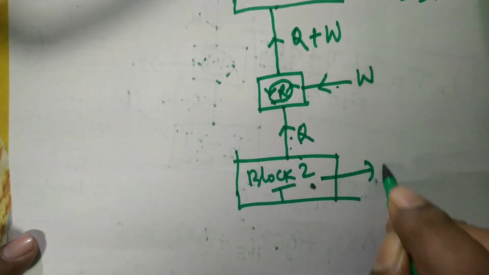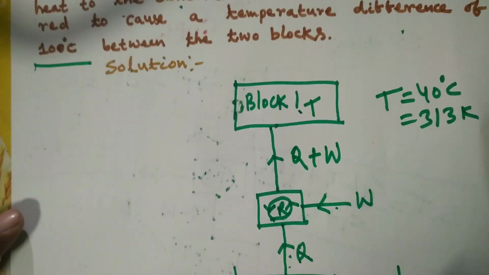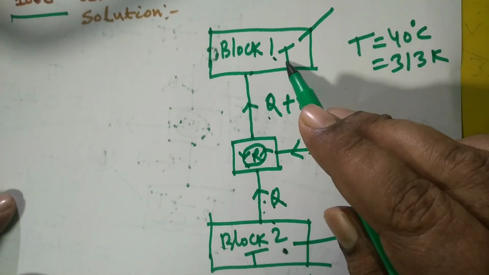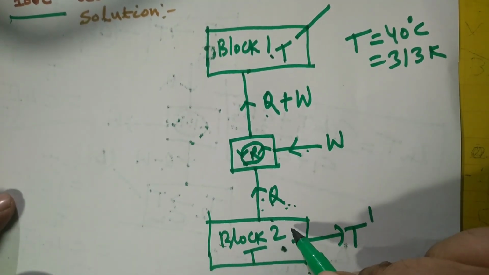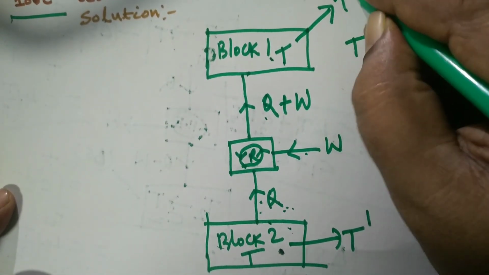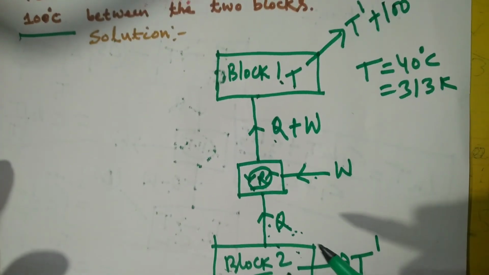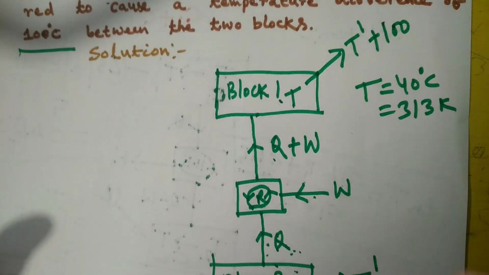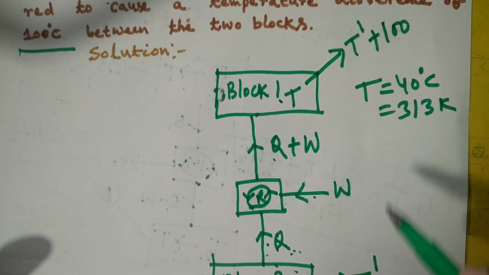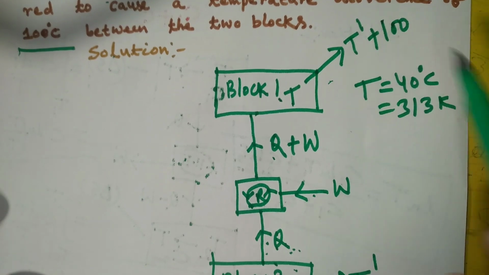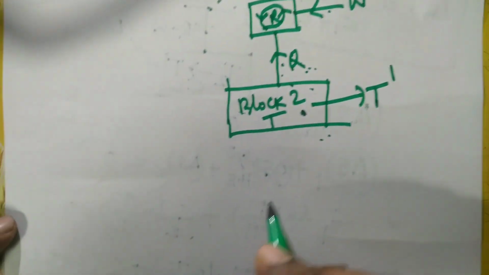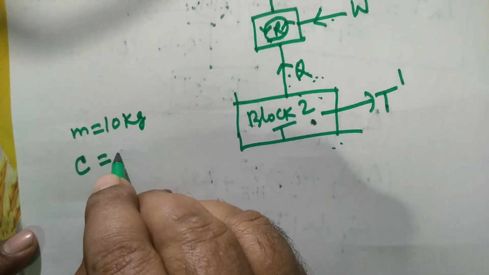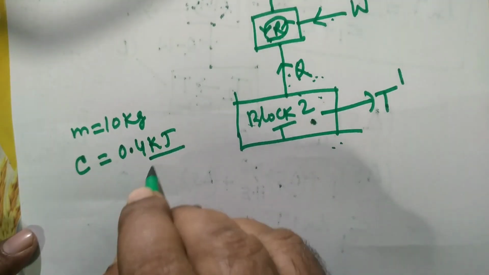So, if the final temperature of block 2 is T dash, of course the final temperature of this block will be higher than the final temperature of block 2 because heat is supplied to it, and in this case heat is rejected from this block. So this will obviously be T dash plus 100, because finally there will be a temperature difference of 100 degrees Celsius. A 100 degrees Celsius temperature difference is the same when expressed in Kelvin. So if it is T dash, this will be T dash plus 100 Kelvin. Now the mass is given as 10 kg, and small c, that is the specific heat, is 0.4 kilojoule per kg Kelvin.